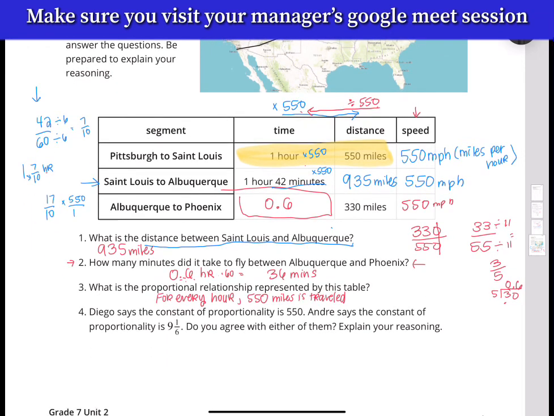It says Diego says the constant of proportionality is 550. Andre says the constant of proportionality is 9 and 1/6. Do you agree with either one of them? Explain your reasoning. Okay. So I want you guys to try to complete this question in your book on your own and think about it. Who is right? Is it Diego, who's saying that the constant of proportionality is 550? Or is it Andre, saying it's 9 and 1/6?